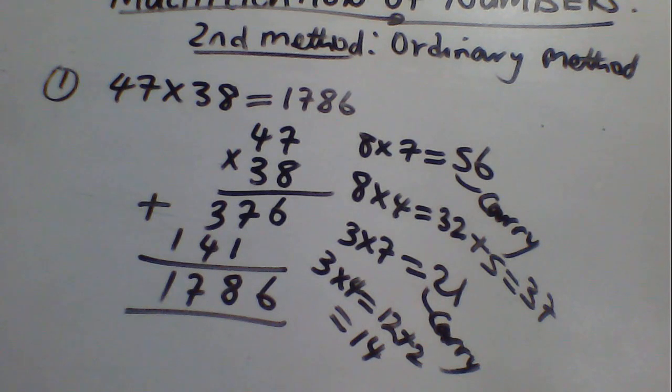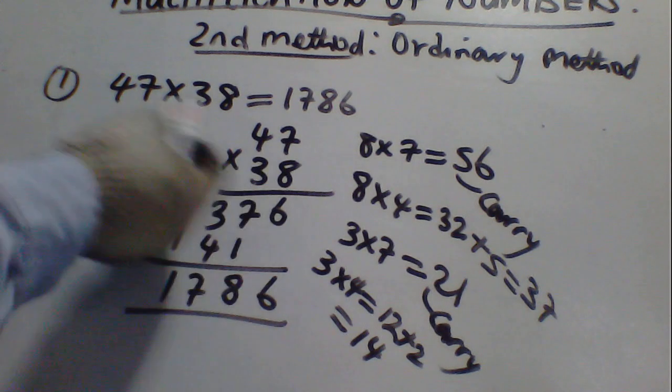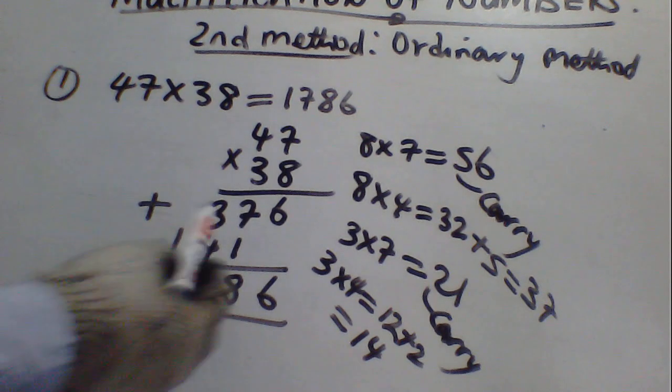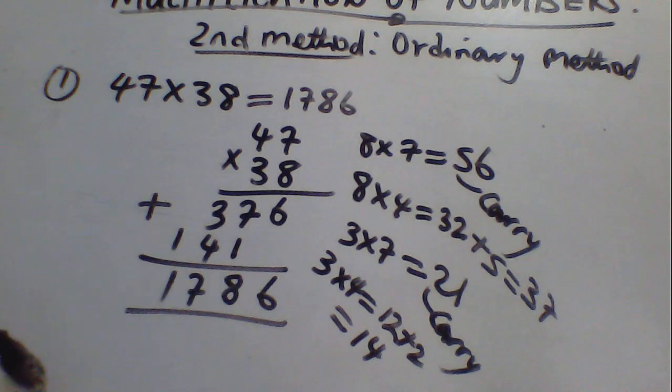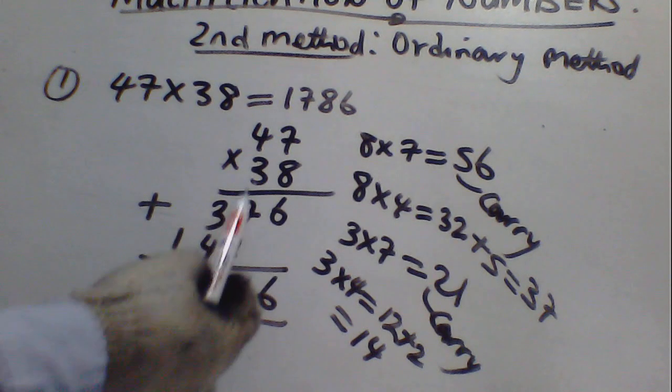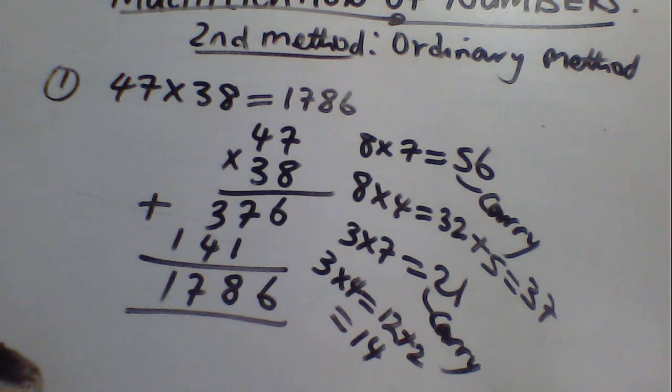There's something you have to know here when you are using a multiplier. 38 is the multiplier here. So the number of rows you have here will be equal to the number of digits of the multiplier. 1, 2. So we have 2 rows, first row, second row. The number of rows will depend on the number of digits of the multiplier you have.